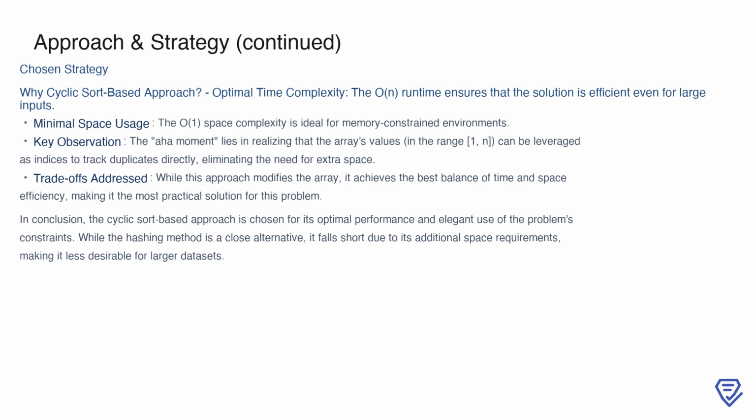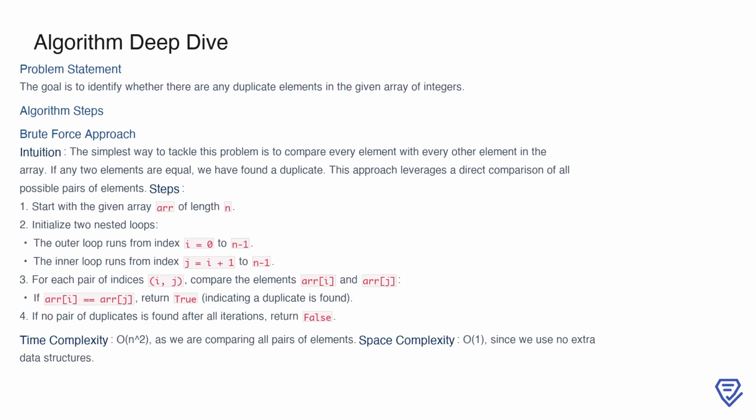To start, the problem asks us to determine if there are any duplicate elements in a given array of integers. One straightforward way to solve this is by using a brute force approach. The idea here is simple: for every element in the array, we compare it with all other elements to see if there's a match. To implement this, we use two nested loops. The outer loop starts at the first index and progresses through the array, while the inner loop starts right after the current position of the outer loop and compares the two values.